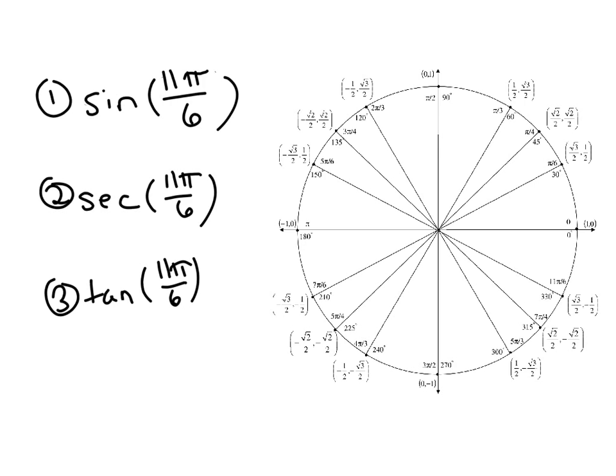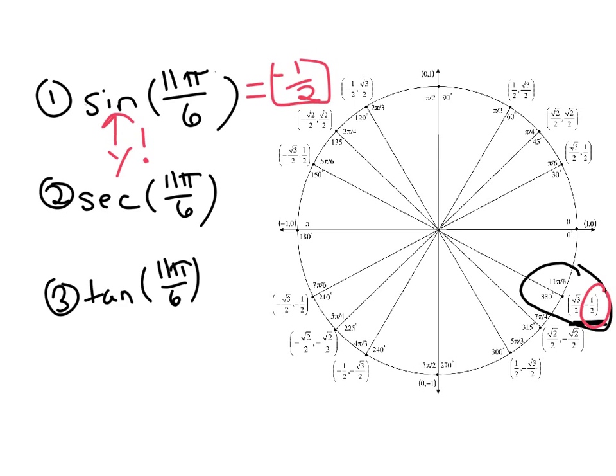Starting with that first one, sine of 11 pi over 6. The first thing you do is find the position on the unit circle that corresponds to the given angle. So here's 11 pi over 6, and what we're really interested in are the x and y coordinates here. Since this problem is asking for the value of sine, remember that sine is the y value on the corresponding point on the unit circle. So sine of 11 pi over 6 is just equal to the y value that we see here, negative 1/2. And so your answer is negative 1/2.